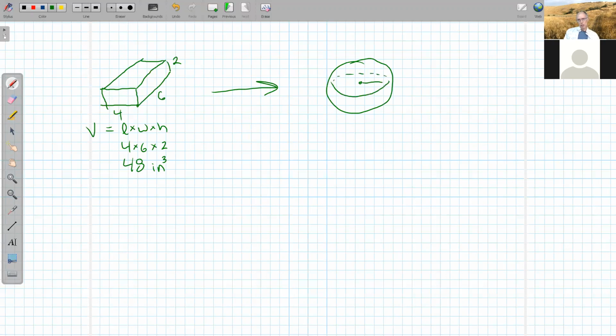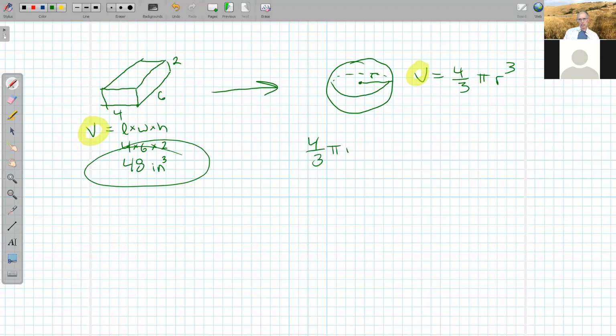And if we know the radius of the sphere, the distance from the center to the edge, then its volume is 4/3 pi r cubed. And so we want to know how big the radius is going to be if we use all of the clay. And the catch there is all of the clay means these guys have the same volume. So we have a sphere, 4/3 pi times the radius cubed, and we use all of this clay, 48 cubic inches, what's r going to be?